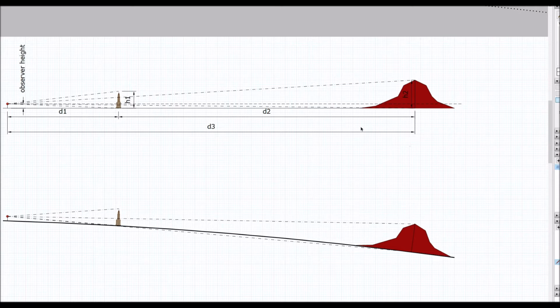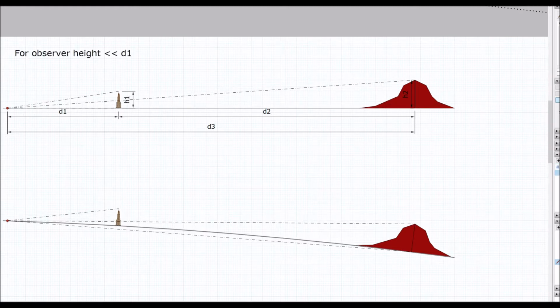So we have an observer who's at a certain height. We have an object of a certain height and a second object of a certain height. Same for flat or curved surfaces. Now, it's immediately apparent that if the height of the observer is very, very small compared to the other heights and compared to the horizontal distances, we can just as well consider it zero, and it makes our triangles a little bit easier to play with.